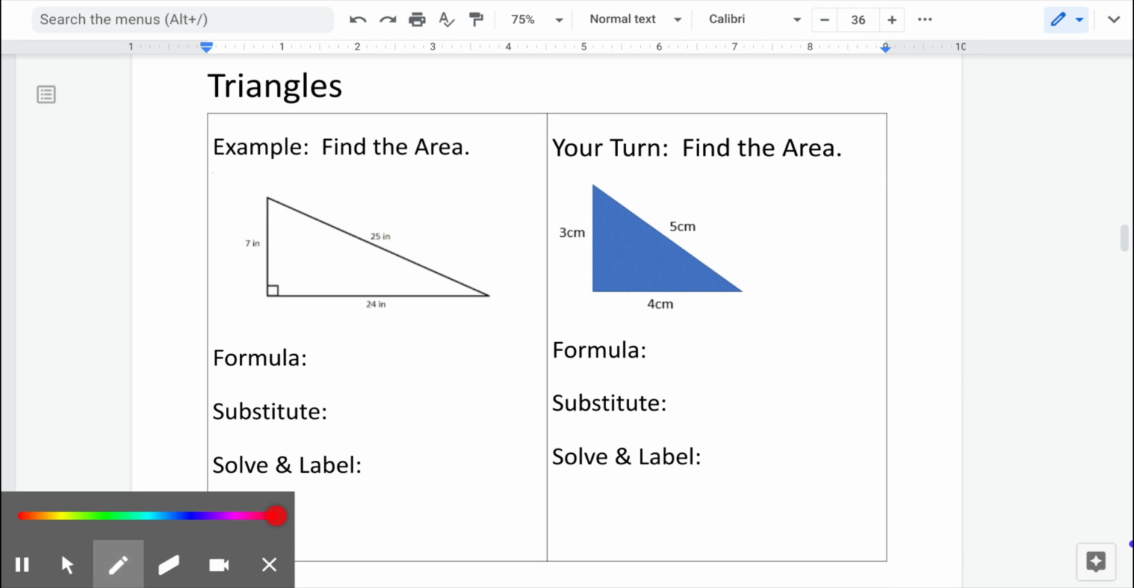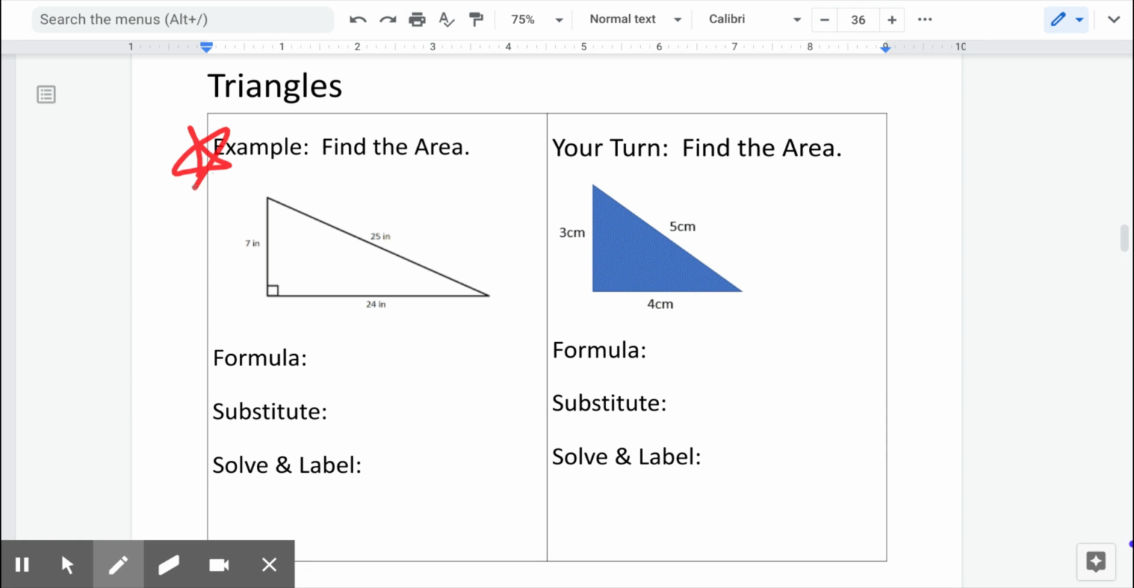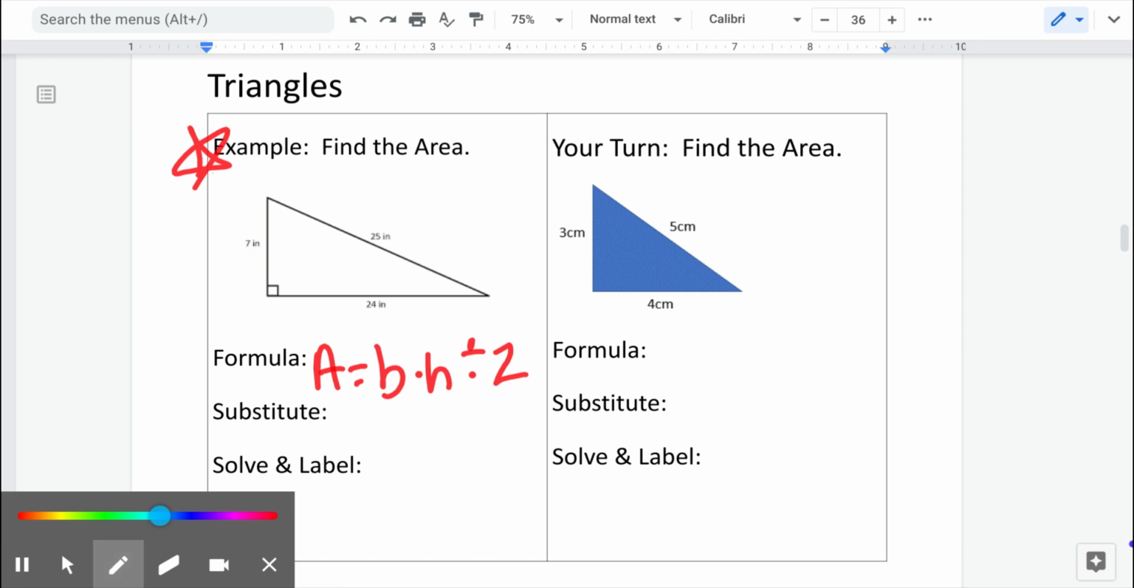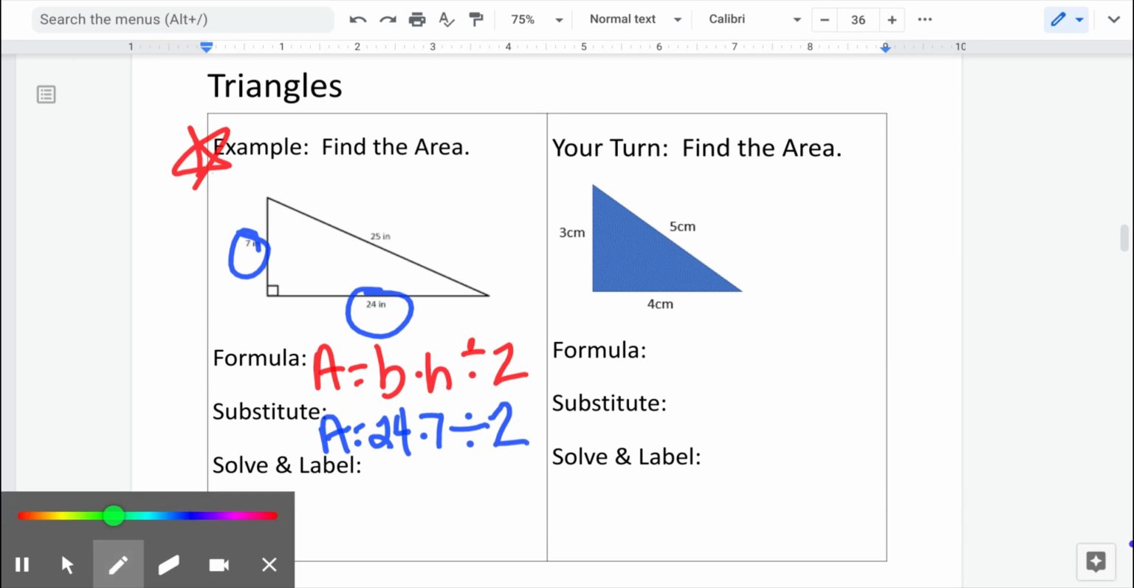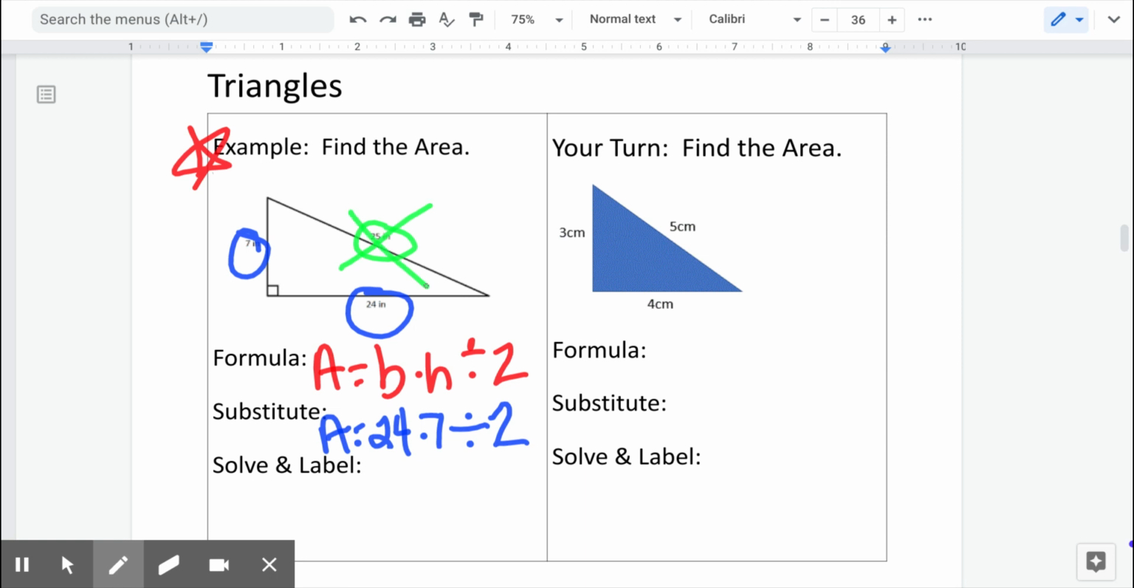First, I'm going to show this example here. Step number 1 is to write your formula. Our formula for triangles is area equals base times height divided by 2. Now I can substitute in. So I have area equals, my base is 24, times my height, which is 7, divided by 2. This diagonal part of my triangle is actually called the hypotenuse, and you'll learn about that next year. But this measurement, we don't actually need to find area. So they just threw it in there almost to throw you off a little bit.